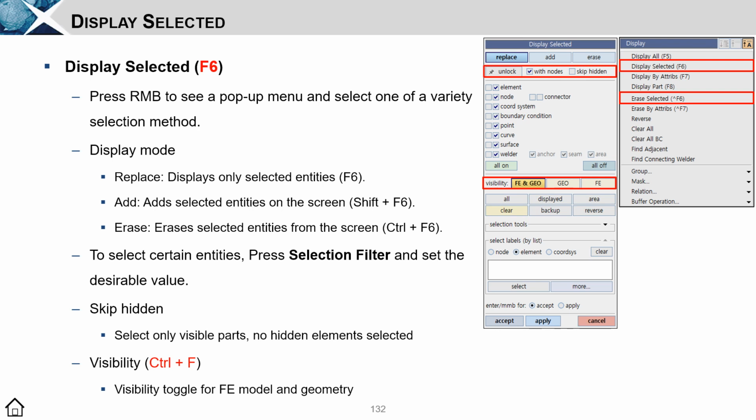The selection method used in this command can be implemented in the same way by using the right mouse button pop-up menu in commands that require selections. In other words, it is not necessary to pre-select before executing a specific command, and you can perform selection using the right mouse button pop-up menu within the command.